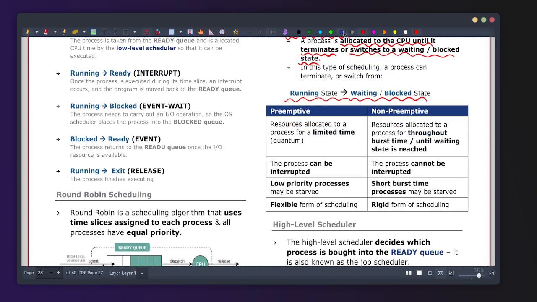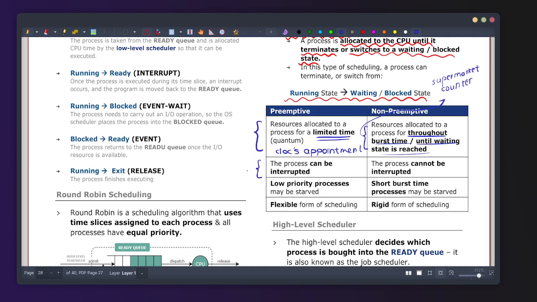So just a quick comparison between preemptive and non-preemptive scheduling. In preemptive scheduling, resources are allocated to the process for a limited time, just like a doctor's appointment, right? But in non-preemptive, resources are allocated to the process throughout burst time or until the waiting state is reached. Burst time, again, if you remember from the last video, is the total time a process takes control of the CPU, right? So this is sort of like a supermarket counter. So you can always think about preemptive scheduling like a doctor's appointment, whereas non-preemptive scheduling is like the supermarket counter.